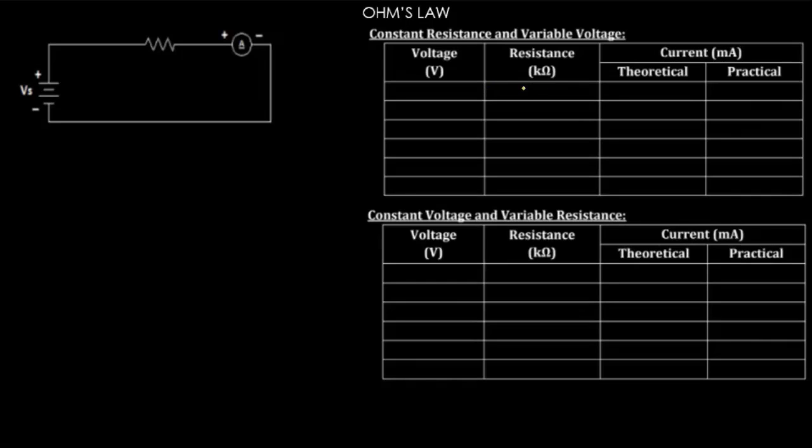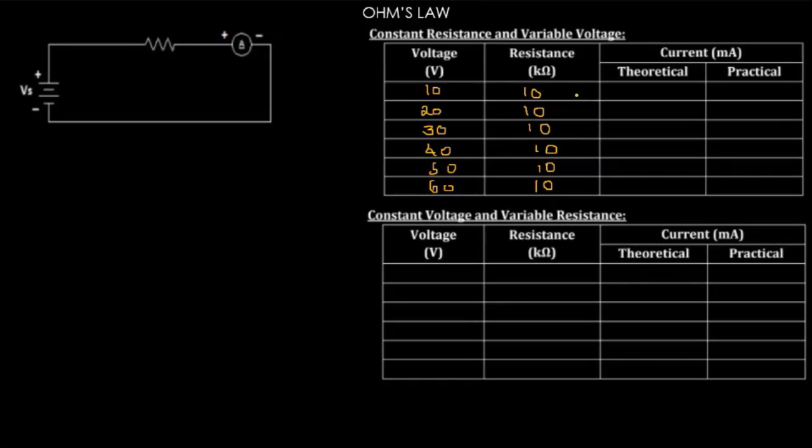For that, here I'm going to take the constant resistance as 10 kilo ohm. All the values over here are 10 kilo ohms. And for the variable voltage, I'm going to change the voltage as 10 volt, 20 volt, 30 volt, 40 volt, 50 volt, and then 60 volt.